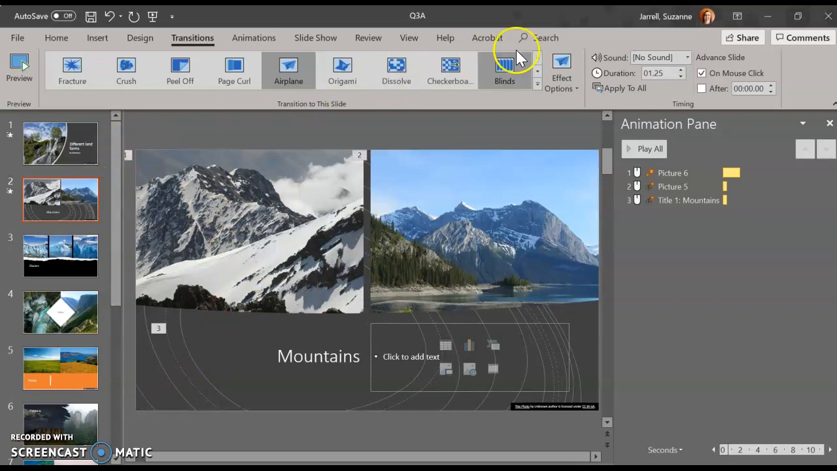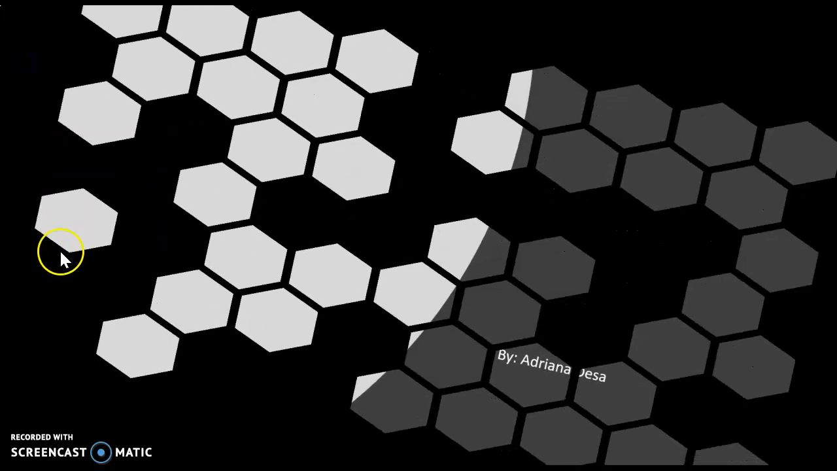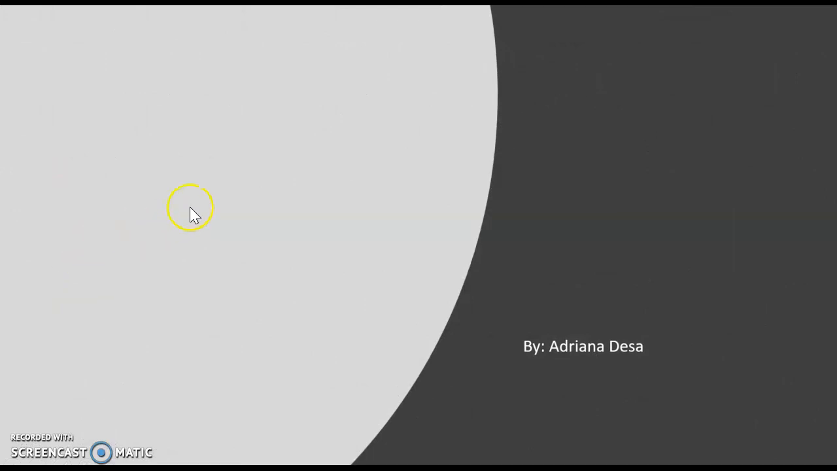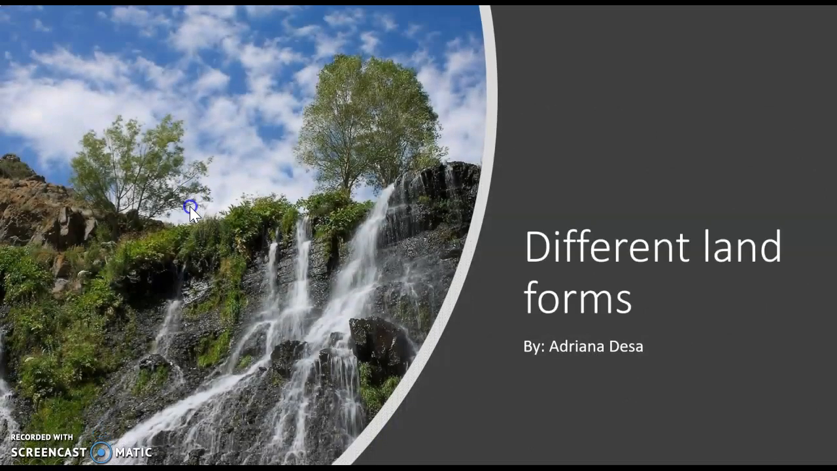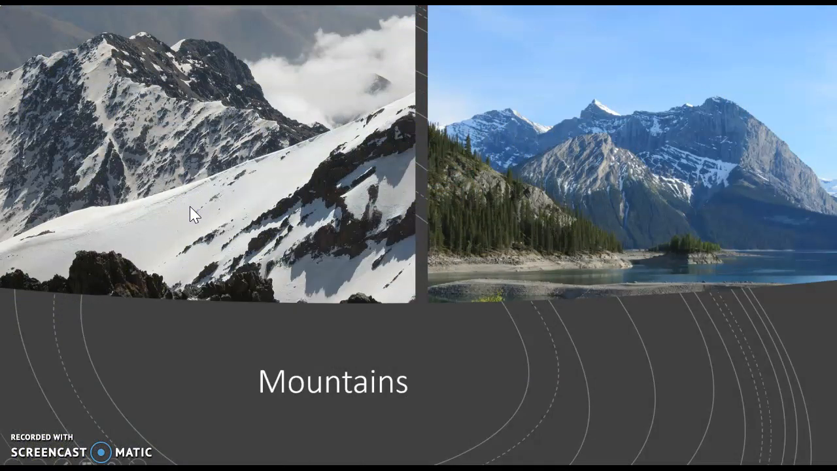Okay, so then when I would go to the slideshow, I'd play from the beginning. There you go. It brings it in. I click for that. I click for that. And you are adding a transition.